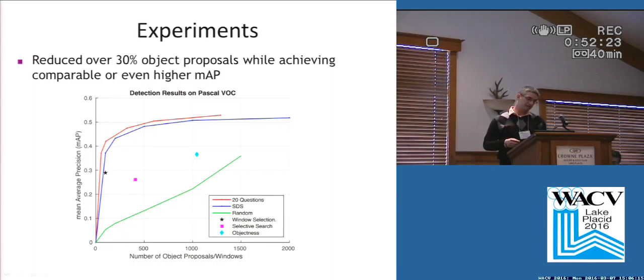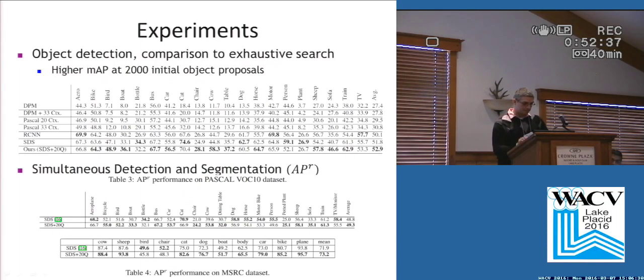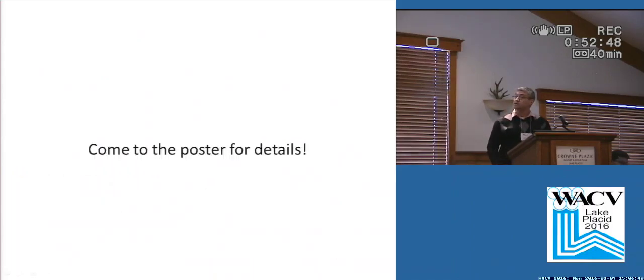The main conclusion is that we are able to reduce the number of object proposals that we need to look at in order to label various object categories while maintaining state-of-the-art accuracy. And this technique can also be used to simultaneously detect and segment an image, and we perform reasonably well in those tasks as well. So for more details, please go to the poster.